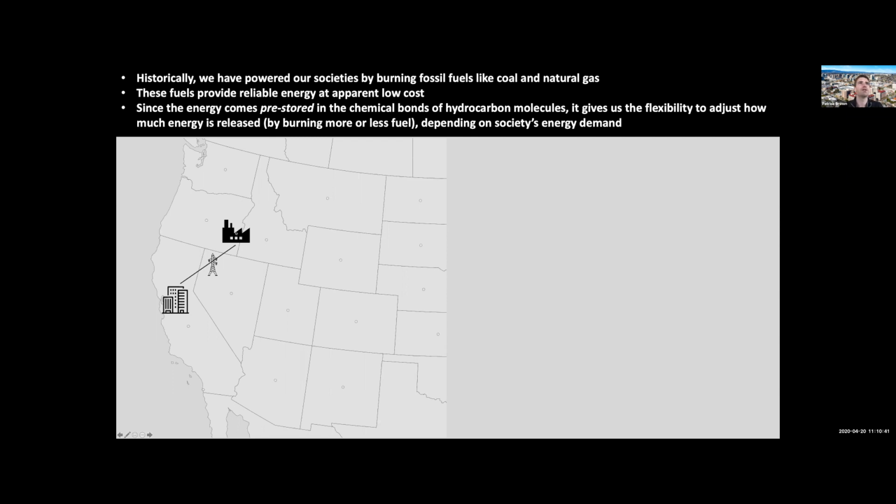But one advantage is that the energy is like pre-stored, right? A lump of coal or a barrel of oil or a barrel of natural gas, that energy is not going to disappear if you just leave it sitting there in the yard of the power plant. So it's already stored. We don't need to store the electricity. So it's stored in the chemical bonds of the molecules. And what that means is that you can then burn more when society wants more energy, and you can burn less when society wants less energy.